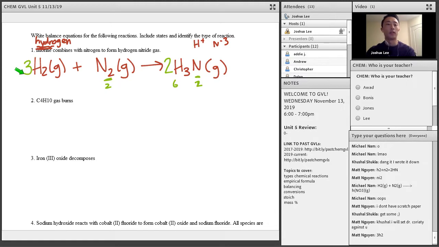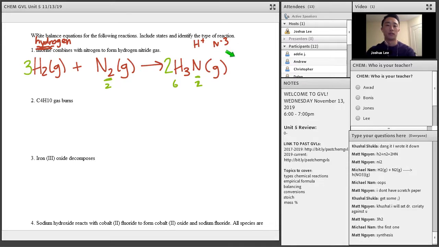So 3H2 and 2NH3. And what type of reaction is this? This is, good, synthesis.